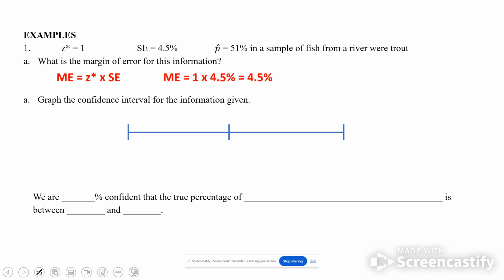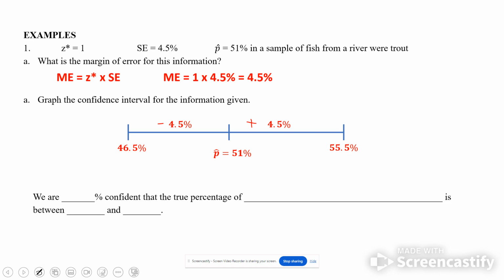All right. Now, do y'all remember from yesterday how to make the graph? This is what we did yesterday. Do y'all remember what number goes in the middle? P hat, right? 51%. So we're going to put P hat in the middle. And then we're going to add the margin of error and subtract the margin of error we just got on part A. So I'm adding this and subtracting this from 51% to get the lower and the upper value. So let's add 4.5% to 51, and let's subtract 4.5% from 51, and that's our confidence interval, 46.5 to 55.5.